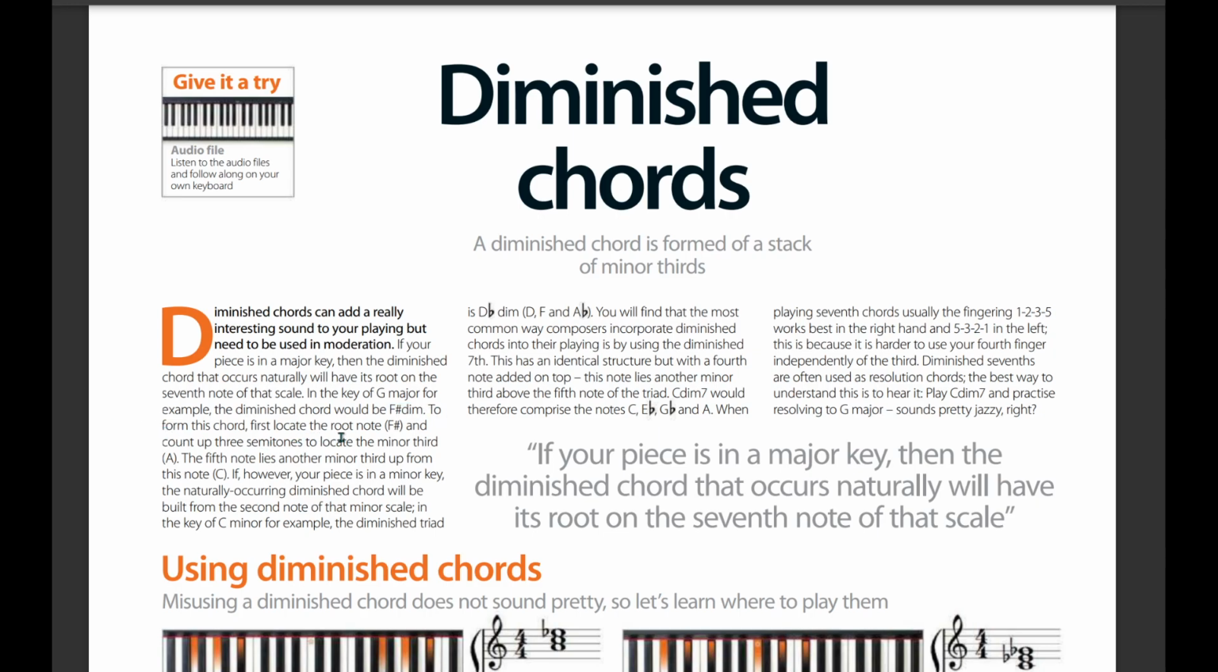To form the chord, first locate the root note, F sharp. Then count up 3 semitones to locate the minor third, A. The 5th note lies another minor third up, the note C. If, however, your piece is in a minor key, then the naturally occurring diminished chord will be built from the 2nd note of that minor scale. In the key of C minor, for example, the diminished triad is D dim: D, F, and A flat.